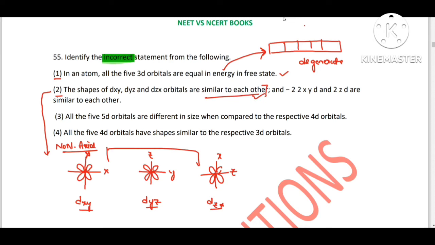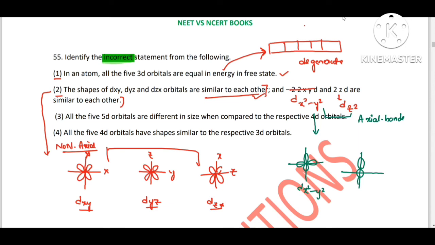Now let us see the next one. The structures of dx square minus y square and dz square are similar to each other. We know that dx square minus y square and dz square are called the axial orbitals. Why? Because the lobes are present along the axes. Its structures are: this is the structure of dx square minus y square. Now let us see the structure of dz square. This is the structure of dz square.